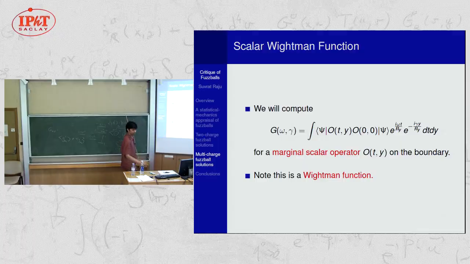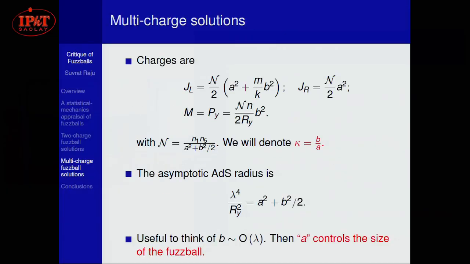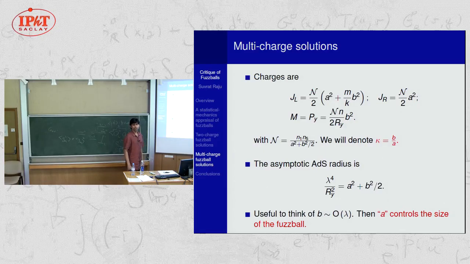Okay, good. Sorry, what was lambda? Lambda is the asymptotic AdS radius. It's lambda to the 4, square root of Q1 Q5, yeah. Is it good? Yeah, I don't think I'm super happy about that, but go ahead.